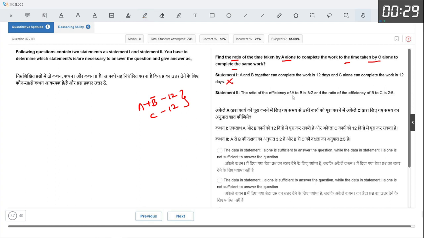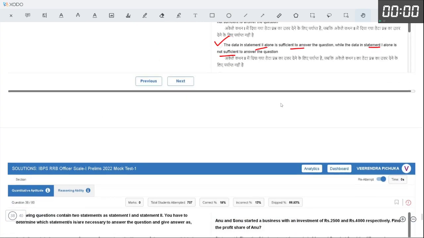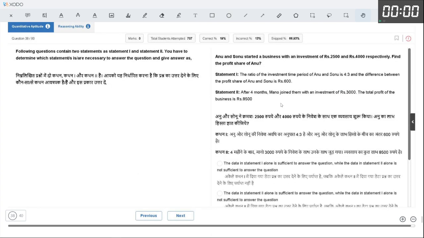Here ratio given. A to B is given. It's also given. We know the efficiency of all the three. So we can take the time taken. So statement 2 alone is sufficient to answer. Statement 1 alone is not sufficient to answer. Just we have to know, we don't need to find answers here. Just we have to put whether we can solve with the help of the statements or not.